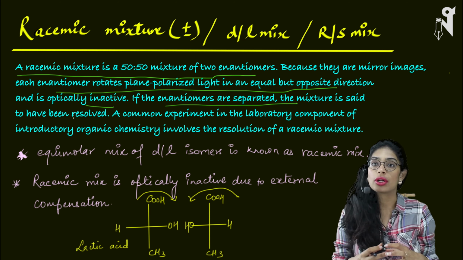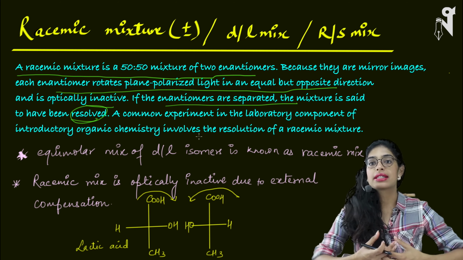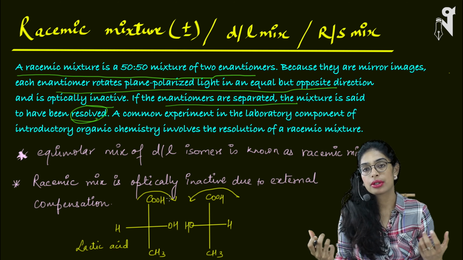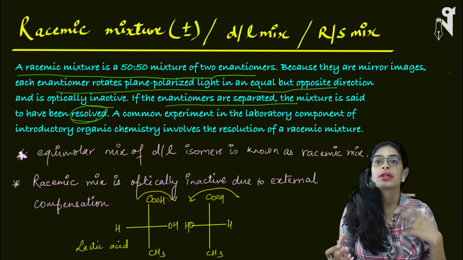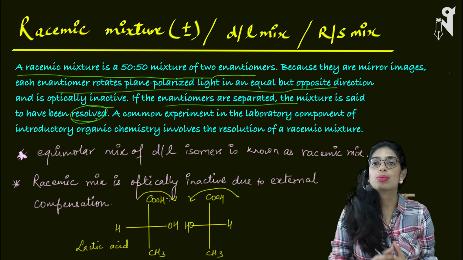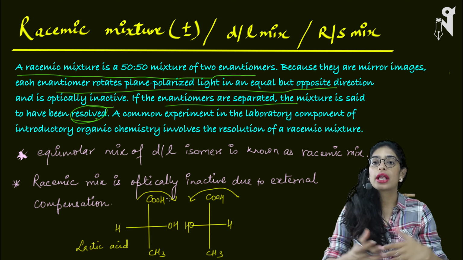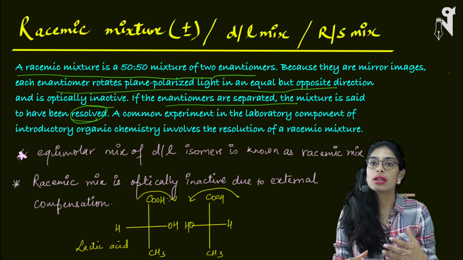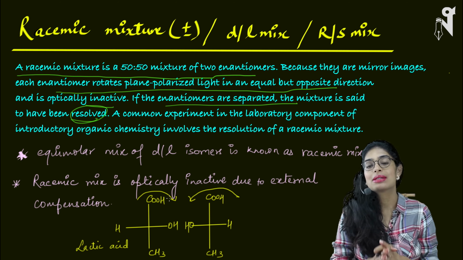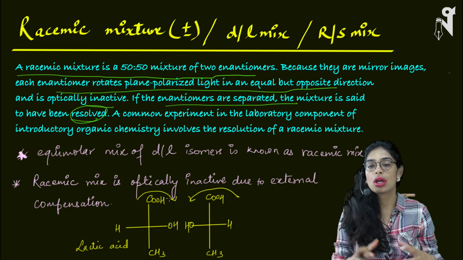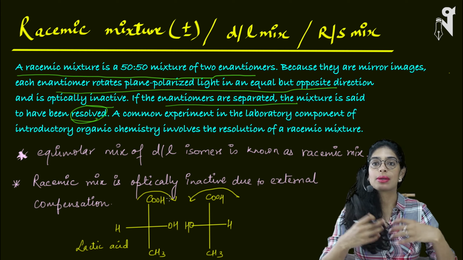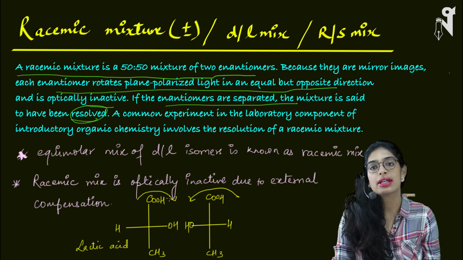If I have such a mixture in which both R and S enantiomers are present, and I use a certain method to separate them out, in that case the mixture is called resolved. So when we separate the enantiomers, we say the mixture is resolved.